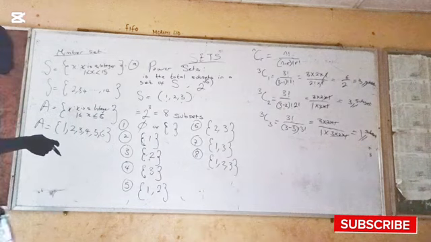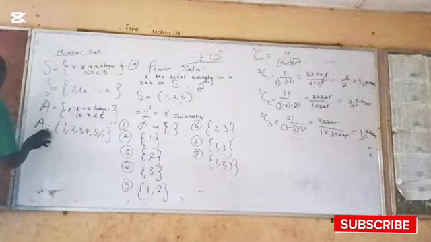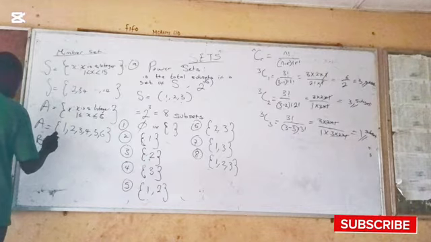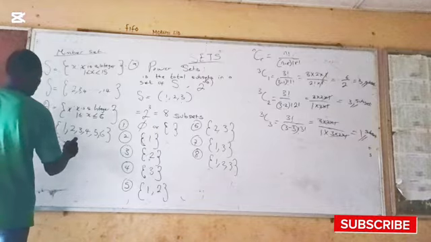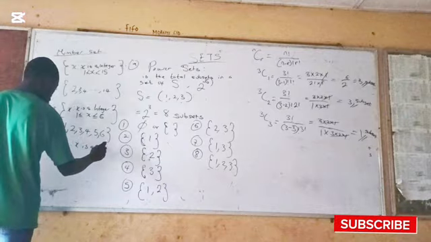And also, we have all these. For instance, we will be given that B is the set of x such that x is an odd number.